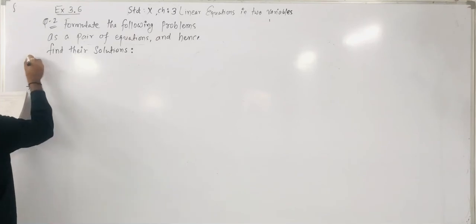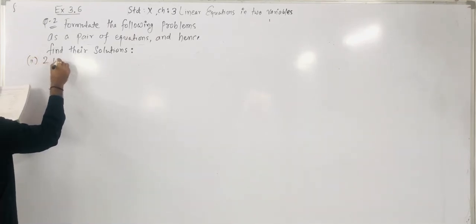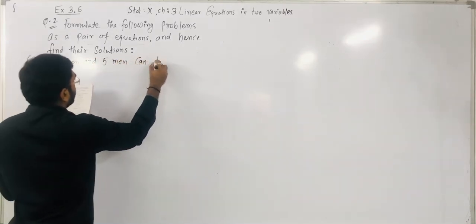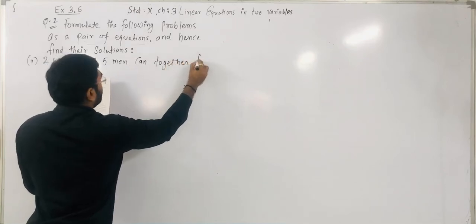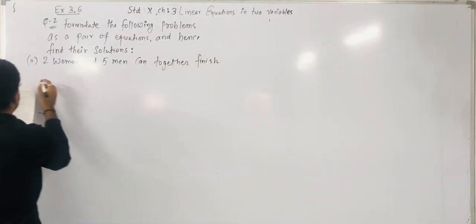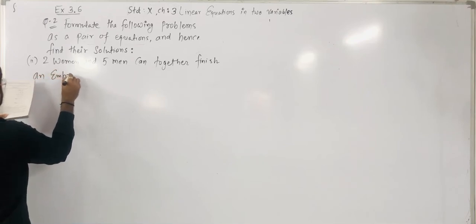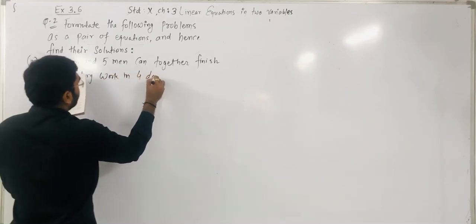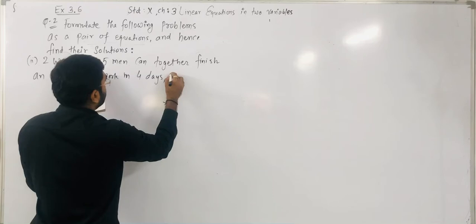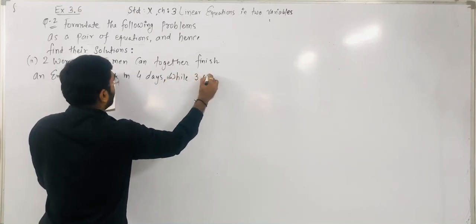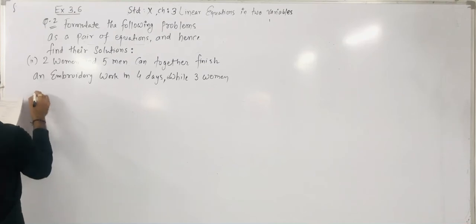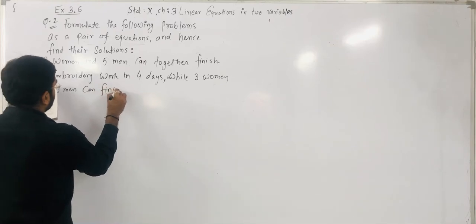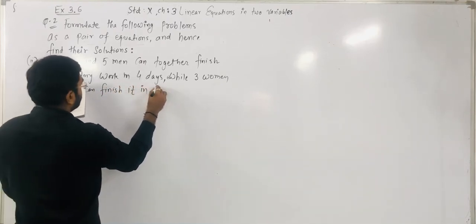Okay, now question number 2, in which it is given that 2 women and 5 men came together to finish an embroidery work in 4 days, while 3 women and 6 men can finish it in 3 days.